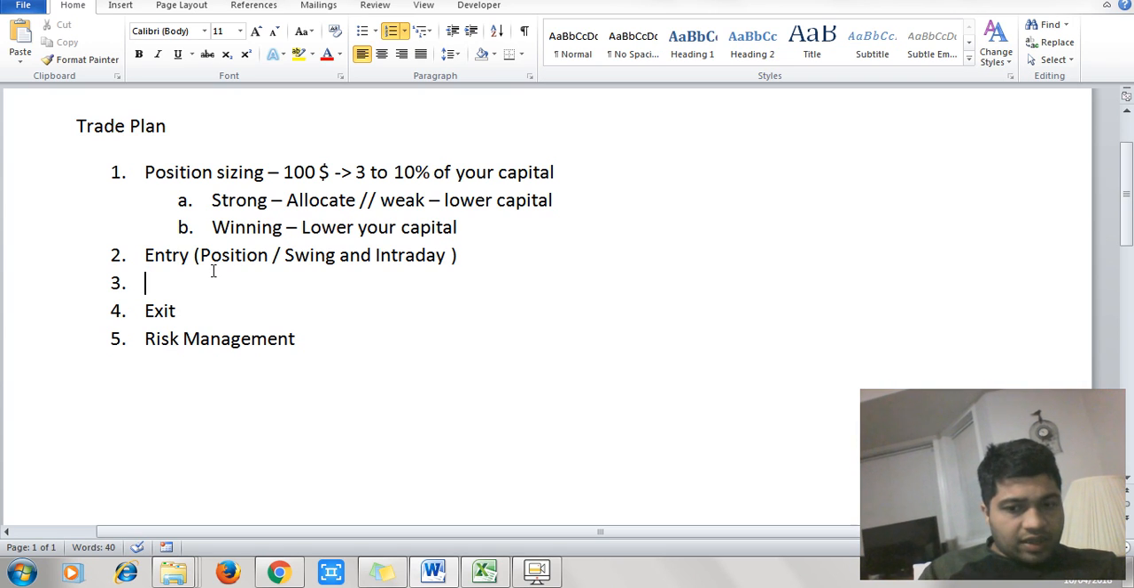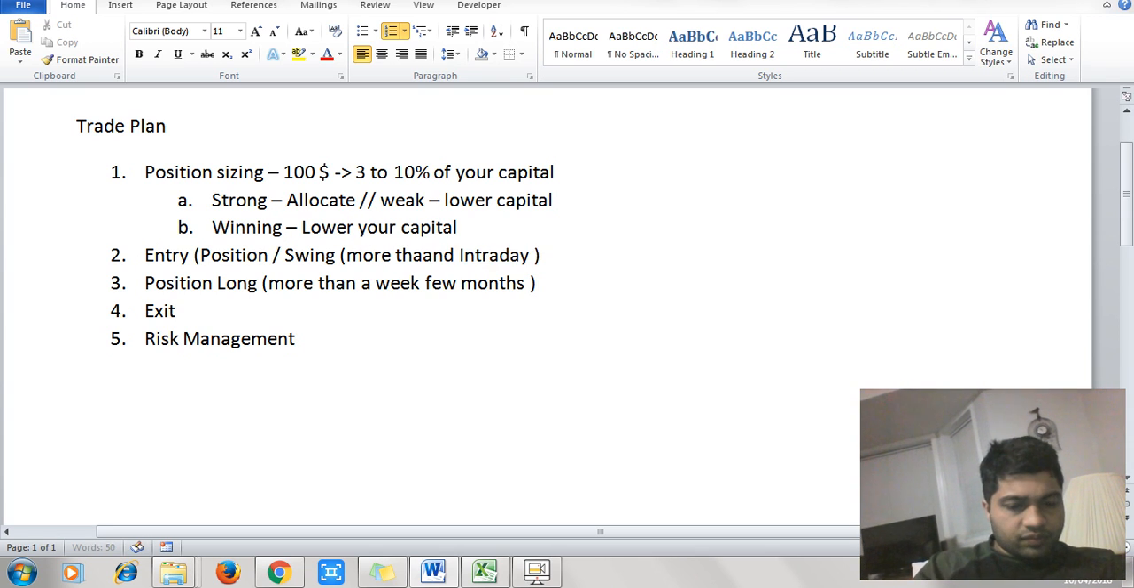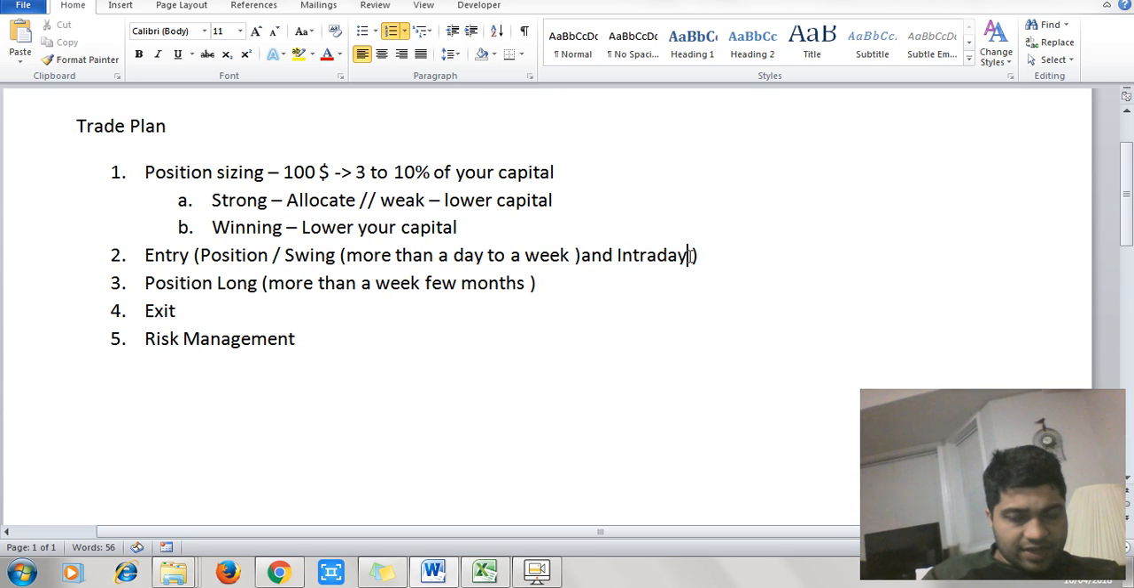So there are different combinations. Let's say first is position long. You're going long and it's a positional trade. What is positional long? Positional means the trade lasts for more than a week and can go for a few months. Swing trade is more than a day to a week. Intraday is everything that is less than a day.